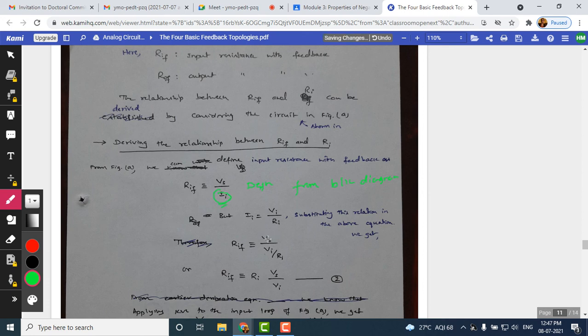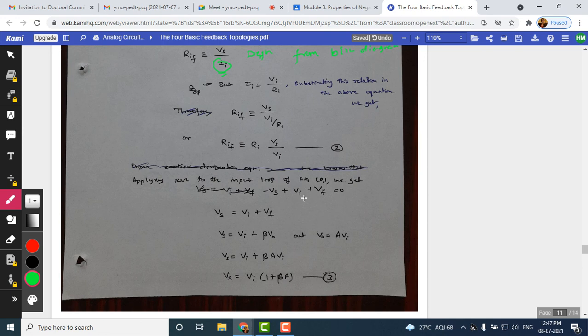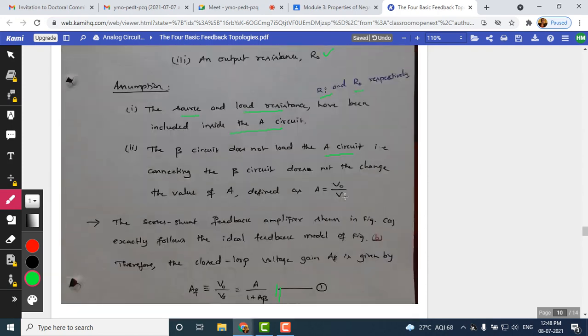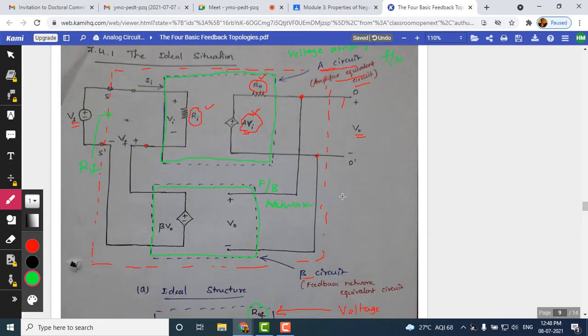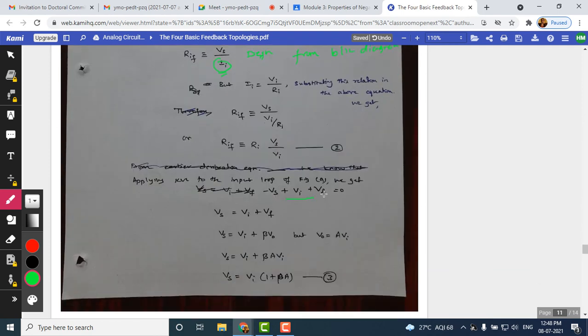So what you get is RIF is equal to Vs by Vi divided by RI, and you can now rearrange this. RI we have taken to the numerator, so RIF is equal to RI times Vs by Vi. Now here we need to apply KVL to the input part of the circuit. You get this KVL equation. In this loop you can apply KVL: minus Vs plus Vi plus Vf. You can see the same equation here: minus Vs plus Vi plus Vf.